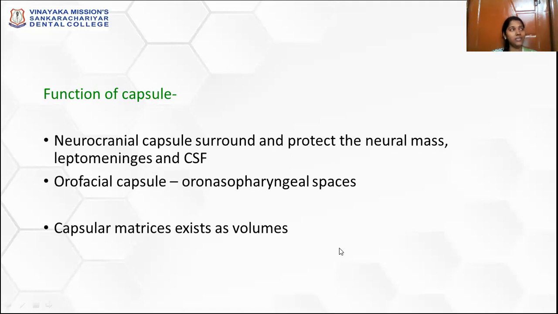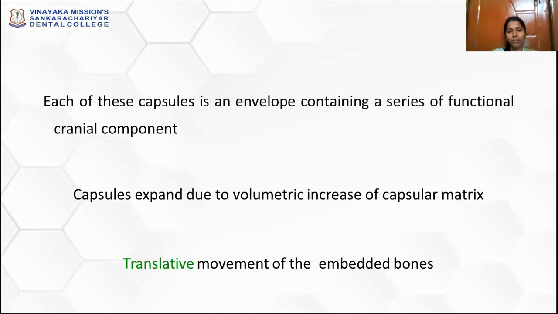These capsular matrices exist as volumes. That means each of these capsules is an envelope containing a series of functional matrix components. So whenever this capsule expands due to the volume increase, your bone will get a translatory movement. See, the cortical drift is a kind of transformation, a minor level of surface deposition and resorption, whereas translation is a displacement movement of your entire bone. There is no deposition or resorption; the bone is directly expanded and displaced. So the translative movement happens because of the capsule.